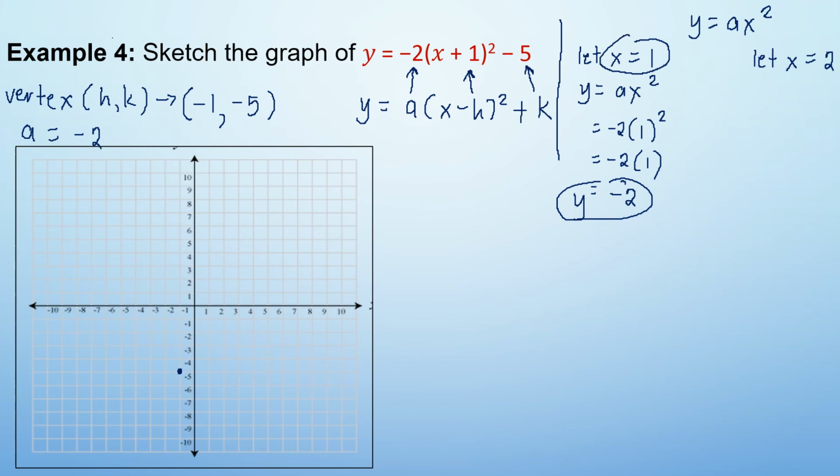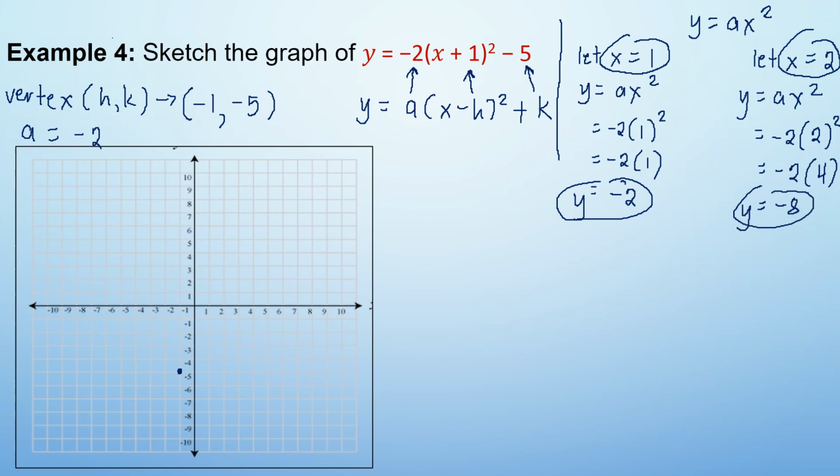Next, if x is equal to 2, let us solve for y. Y is equal to ax squared. A is -2, x is 2 raised to the second power. So we have -2 times 4, that will be equal to -8. So if x is 2, y is equal to -8. We are doing this to identify other points on the graph. So if x is 1, y is -2.